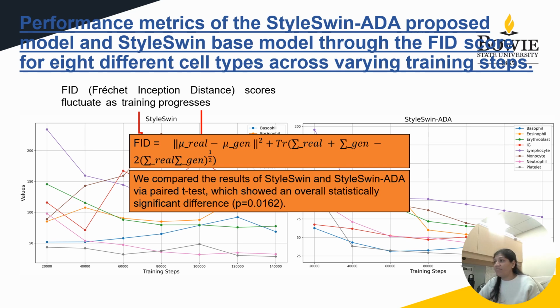FID is calculated using the mean value of the real images, the mean value of the generated images, and the covariance matrix. Then we also compared the results of StyleSwin and StyleSwin-ADA via a paired t-test, which showed an overall statistically significant difference, p equal to 0.0162.